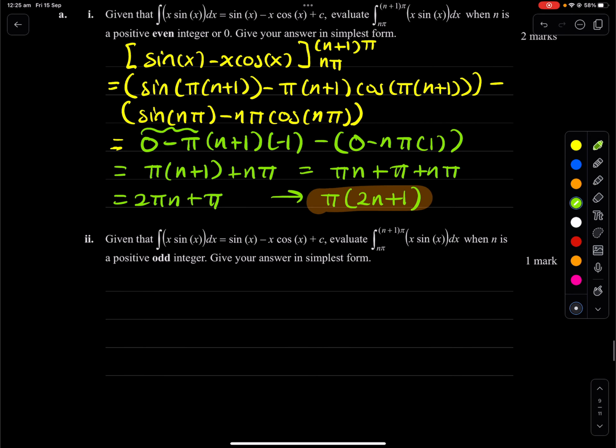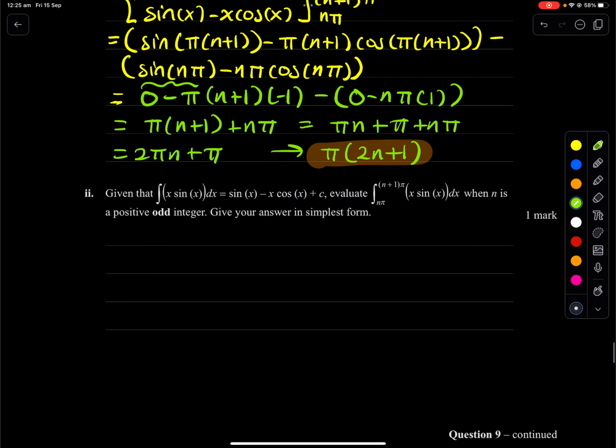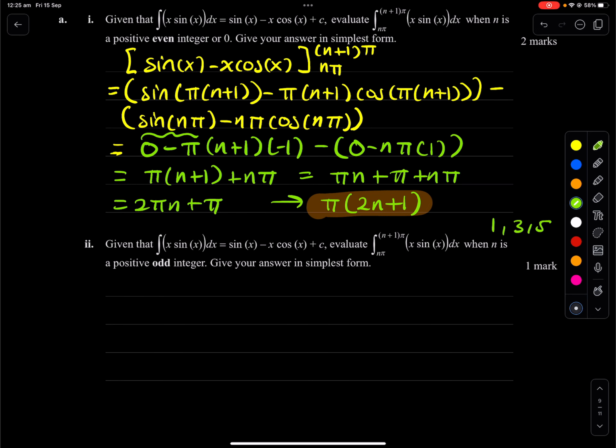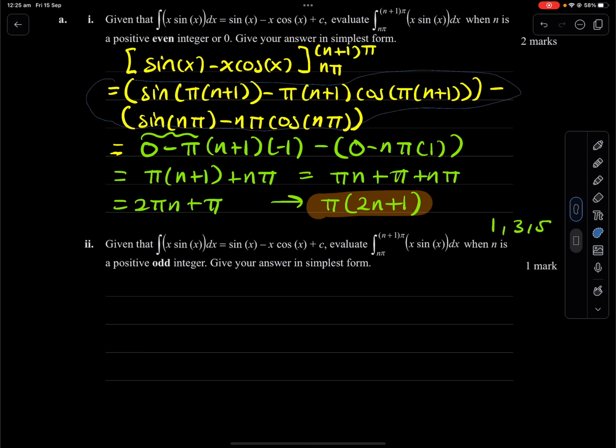So next one: given this, evaluate this when n is an odd integer. So we're not dealing with 0 anymore, since they didn't say 0 here. So 1, 3, 5. It has the same expression as what we got here, so let me just copy this whole expression over here and put it over here.